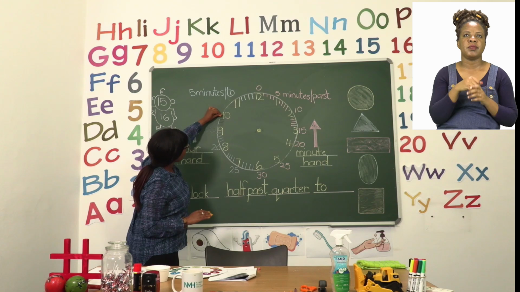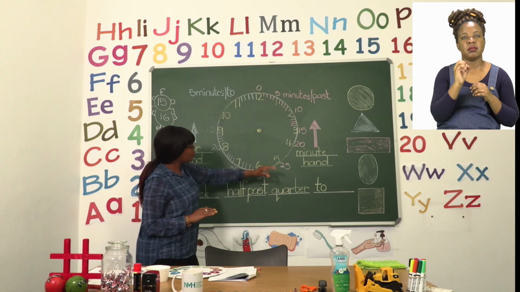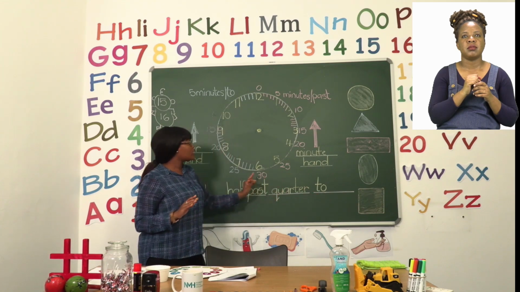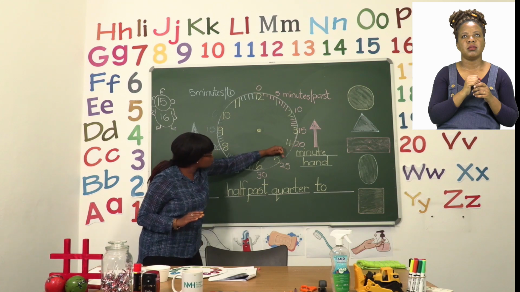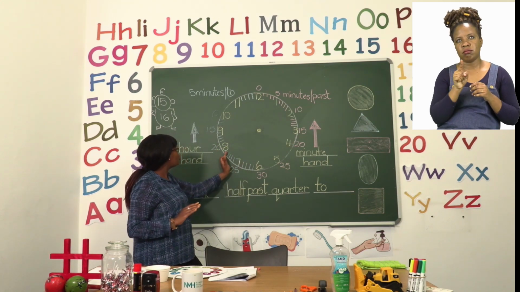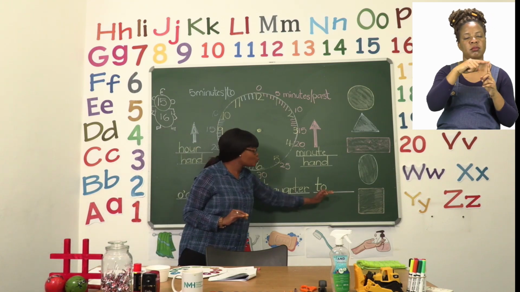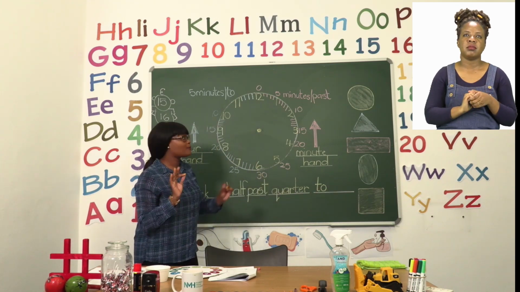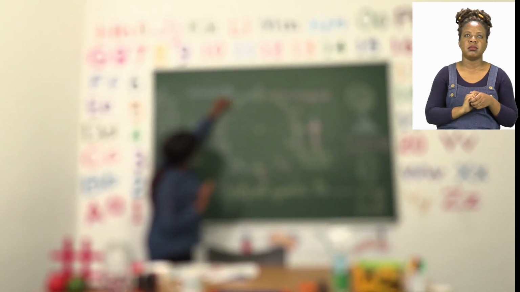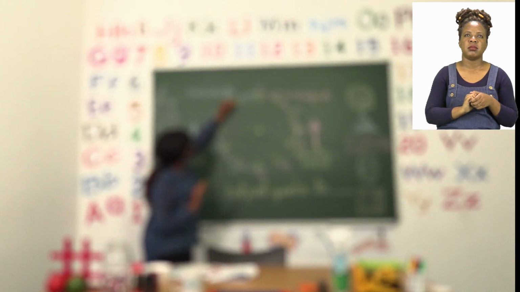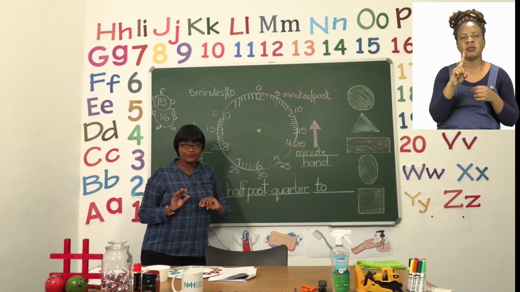We are now at 10, and our 10 becomes 10 minutes to, because we're going to 12. Here we had past 12, so now we're going to 12. So it's 10 minutes to, and then the hour. Then the last one, we have 1, 2, 3, 4, 5. It now becomes 5 minutes to.